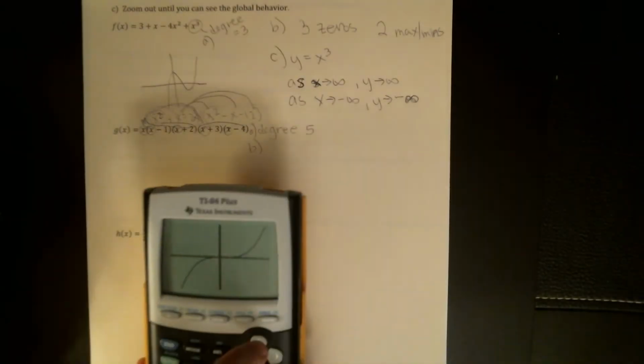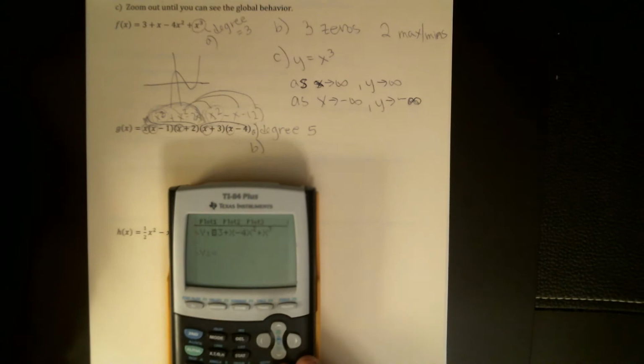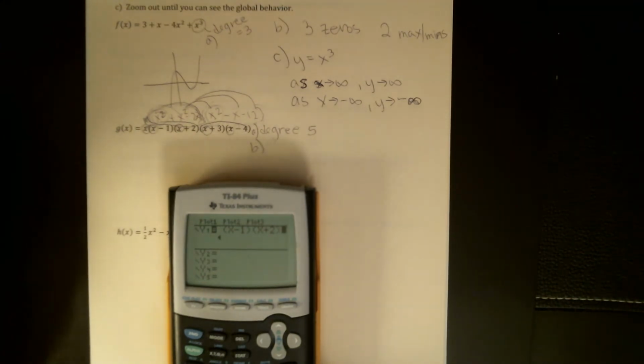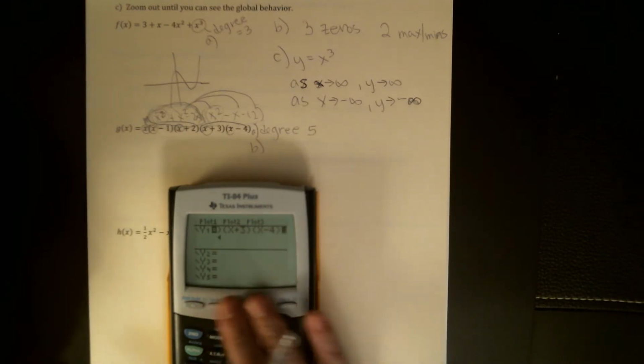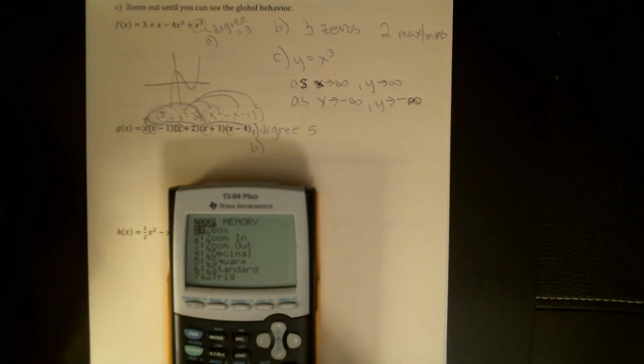Okay, so if we want to type this one in and graph it, again, you don't have to do anything. You can just type it in as it appears. So x times x minus 1 times x plus 2. Oh, sorry, guys. Times x plus 3 times x minus 4. Okay, and I'm going to go back to my Zoom standard to get started.